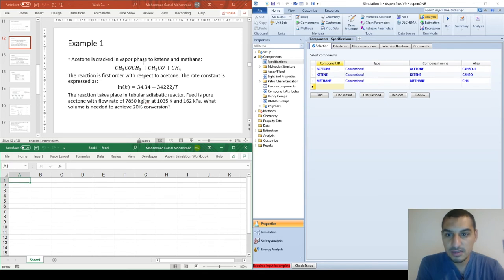It is a tubular adiabatic reactor, and the feed is pure acetone with a flow rate of this number, and these are the feed conditions. We need to know what volume we need to achieve 20% conversion. The information that we have is not a lot, but it's enough to start with, and we will assume some values to get started.